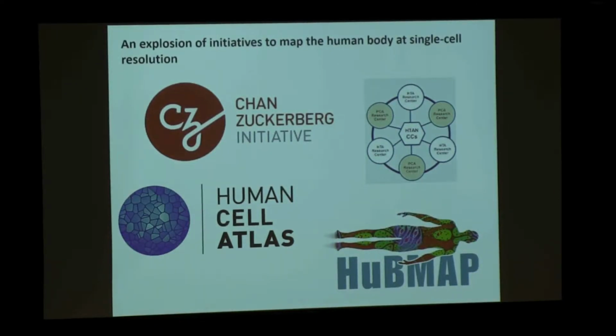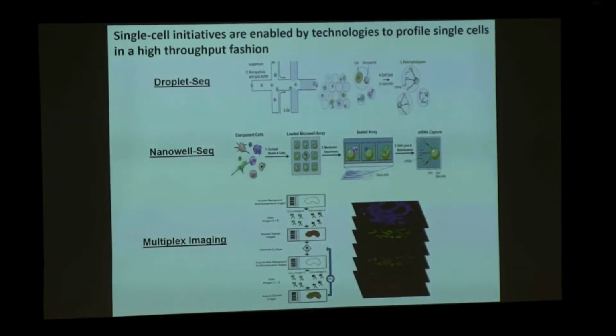And nowadays, there has been an explosion of initiatives to map the human body, both in health and disease, at single cell resolution. These are just some of the initiatives that we are associated with: the Chan-Zuckerberg Initiative, for example, HubMap, and the Human Tumor Atlas Network. These initiatives are enabled by high throughput technologies where we can profile the transcriptome as well as the proteome at an individual cell level, okay?